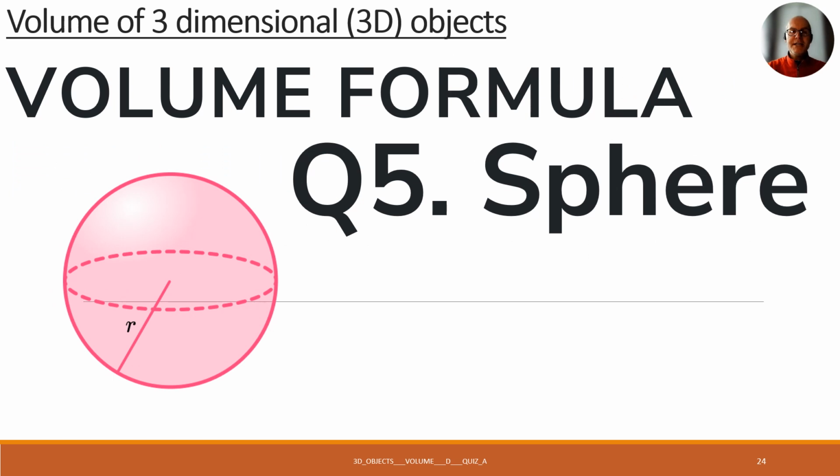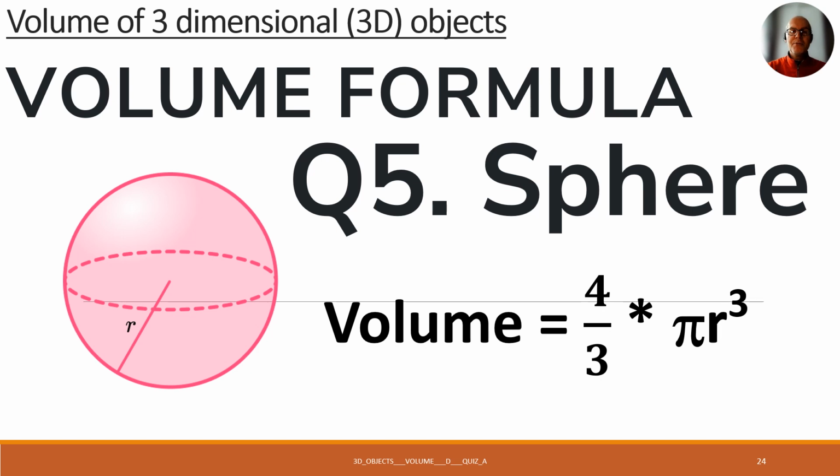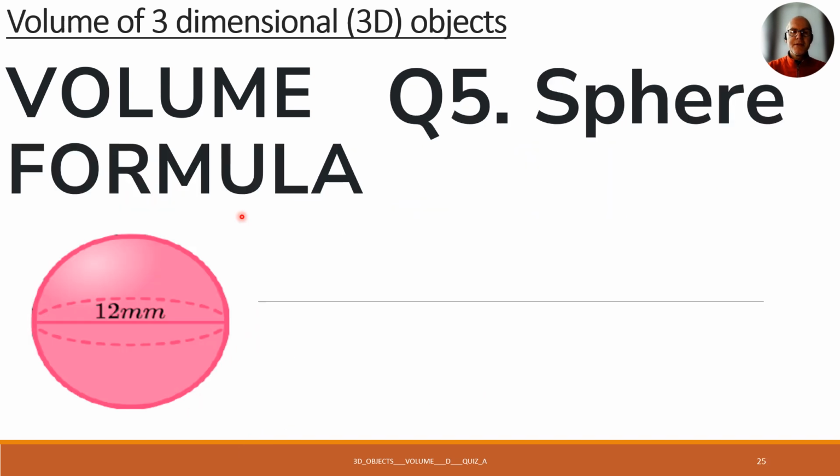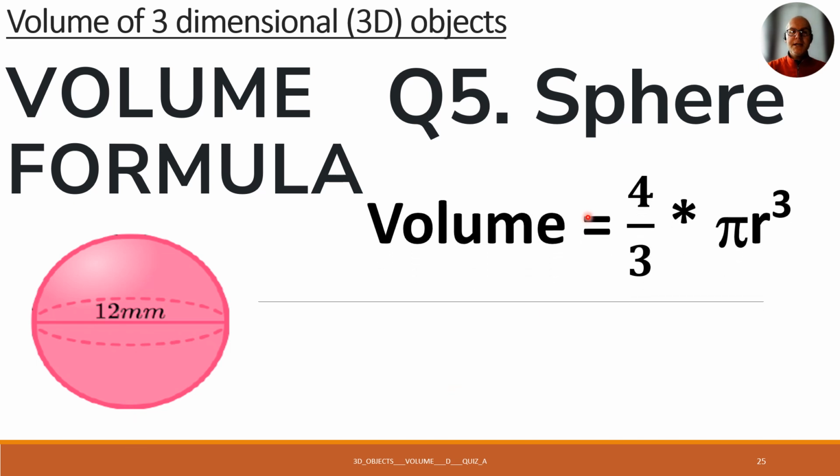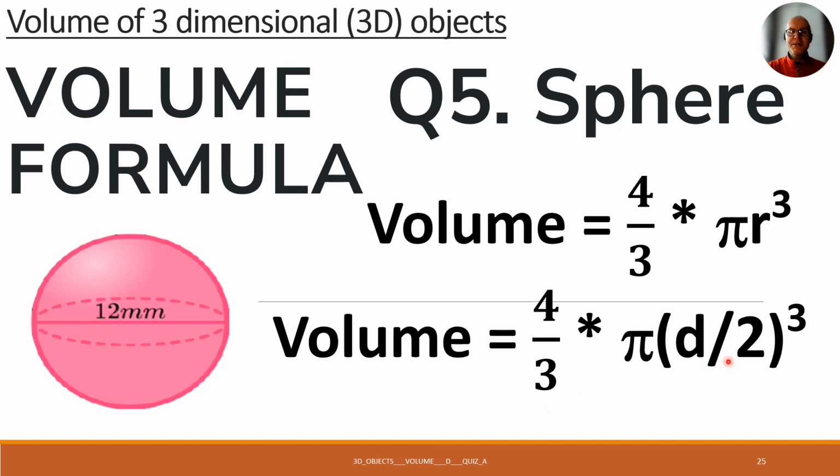Question 5 is going to be based on a sphere. Volume formula for a sphere, 4/3 times pi r cubed. Here's the sphere that we're going to do the question based on. Here's a reminder of our volume formula for a sphere, 4/3 times pi r cubed. Again, you'll notice we don't actually have r in this particular example, but we have d. We've got diameter. We don't have the radius, but we've got the diameter, and obviously we can get the radius from the diameter. Yeah, so this is how we're going to do it.